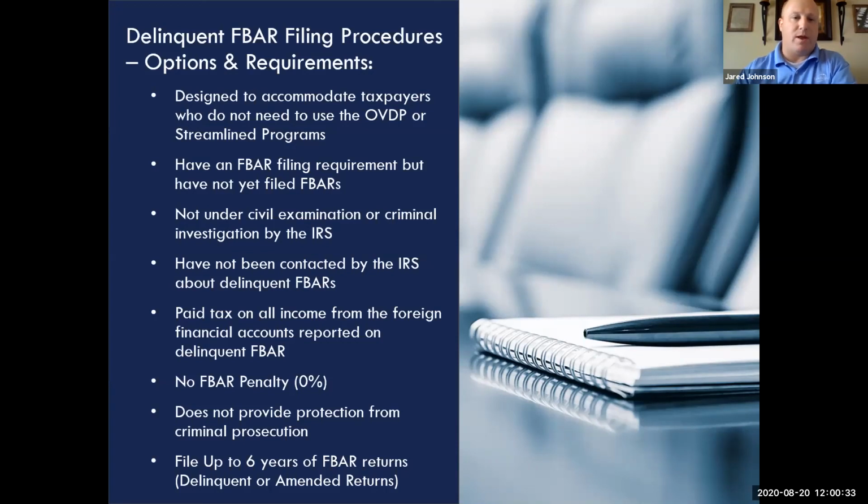So the delinquent FBAR filing procedures, that is if you have no unreported income from foreign accounts, you just didn't file FBARs, you can file up to 6 years' worth of FBARs, and there's generally a 0% penalty on it. The IRS accepts them. It's pretty easy. This is probably the most simple amnesty program that's out there in this situation.